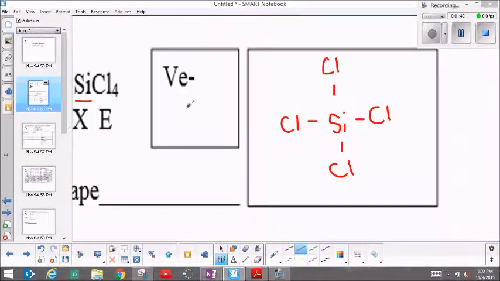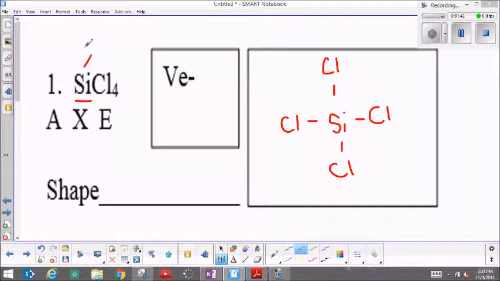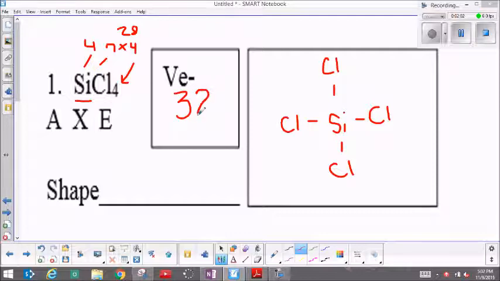So back to our practice problem, I've got 4 valence electrons for an Si, and I have 7 for each chlorine, and I have 4 of them. So that's why I'm saying times 4, because there are 4 of them. So that's 28, and 28 plus 4 is why I have 32 valence electrons.